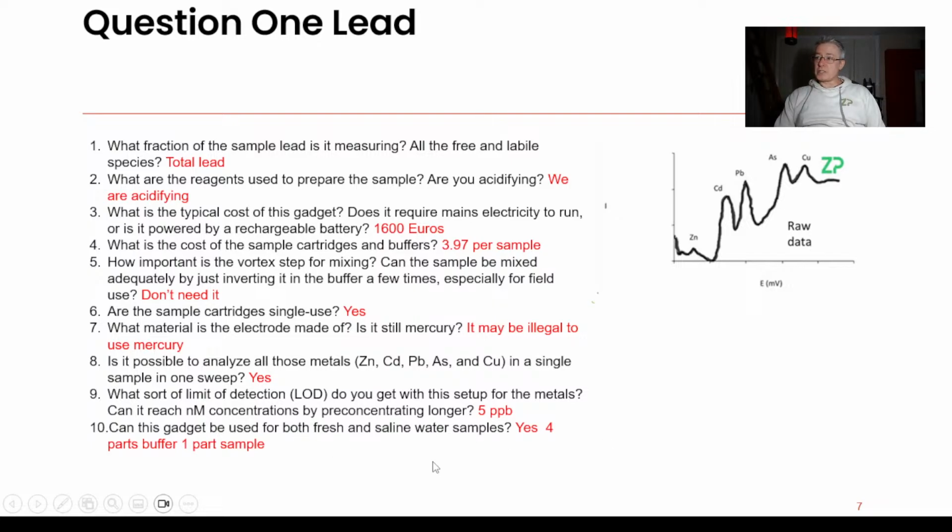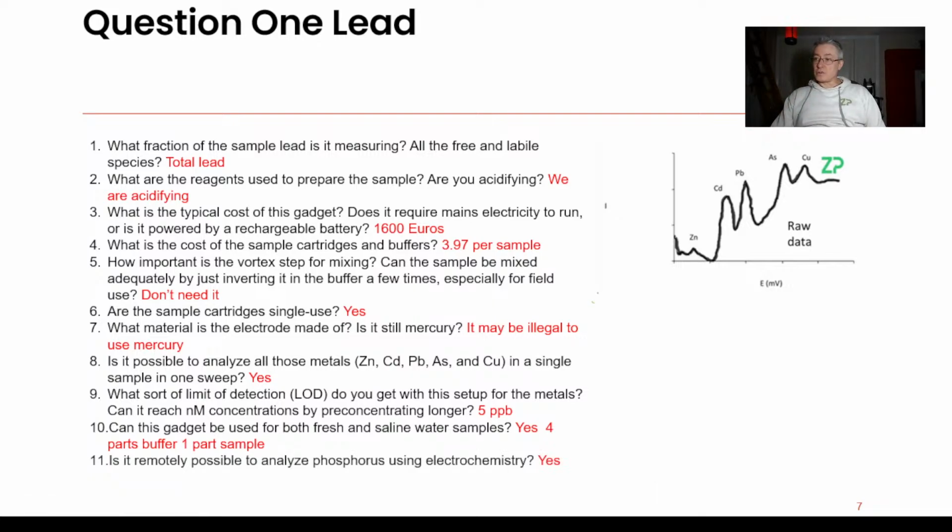Can it be used with fresh and saline water samples? Quick answer is yes, because of that very important step where we take one part of the sample and put it with 4 parts of our buffer that we ship with the product. Then you can understand that 80% of that sample is dominated by what we put in it. So whether it's got the salinity, the pH, it all comes essentially from us, because we're 80%. When I say us, our buffer.